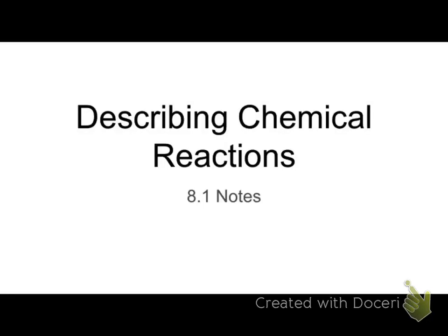Our objectives for this lesson are to identify when a chemical reaction has taken place, to write a balanced chemical equation, and to use that chemical equation to do quantitative analysis. Quantitative, remember, meaning numerical. So we are going to be able to use these chemical equations to do math.